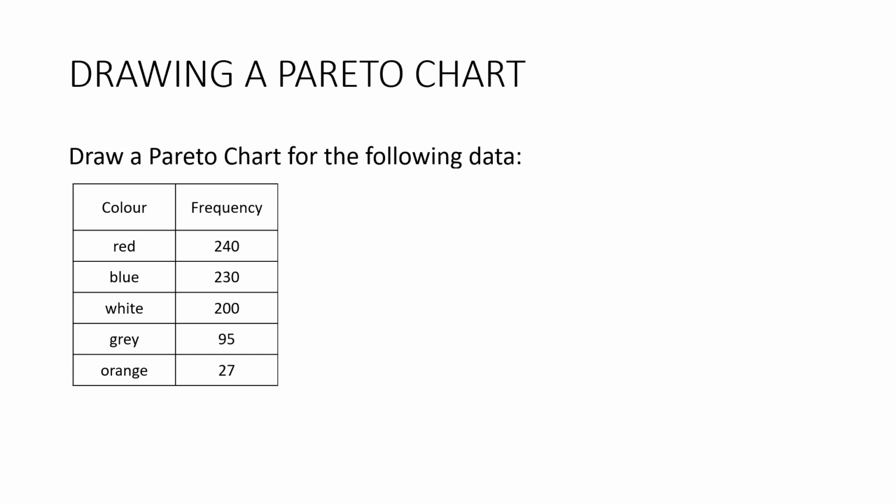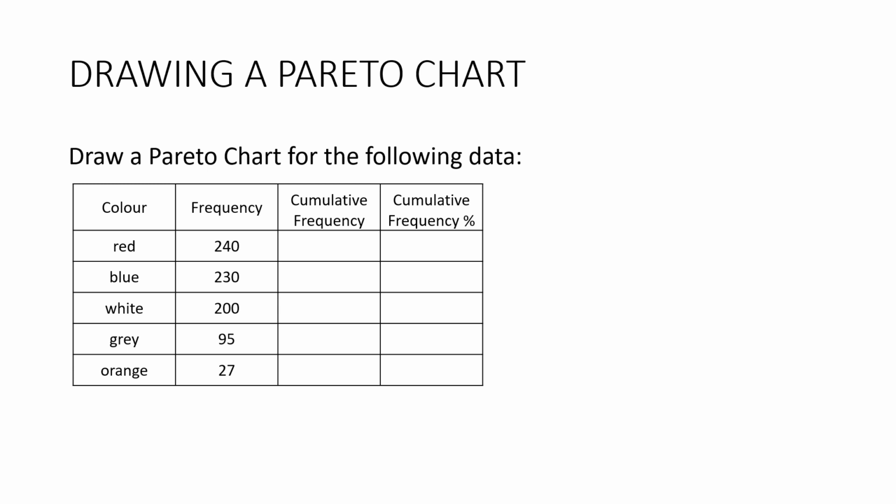So let's draw a Pareto chart for this data. Start with it. We've got color and frequency. So we need to work out our cumulative frequency and then our cumulative frequency percentage. Now, cumulative frequency is easy, isn't it? This is 240, add 230, add 200, add 95, add 27. So there's our cumulative frequency, and our total frequency is 792.